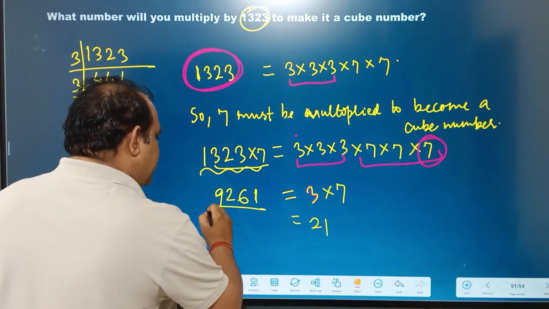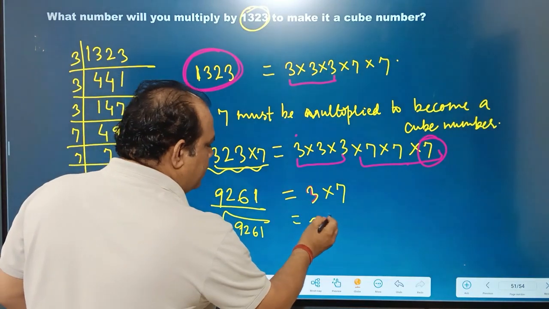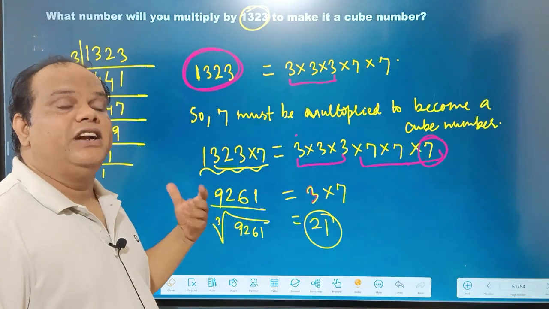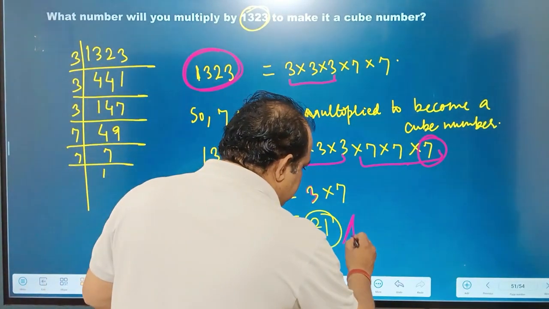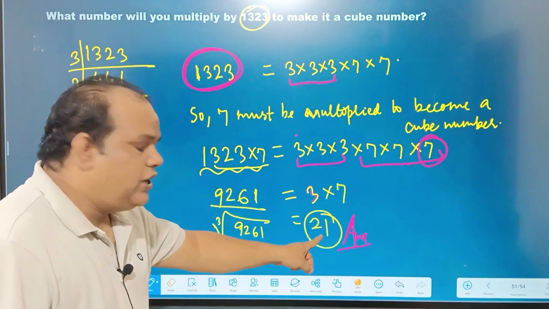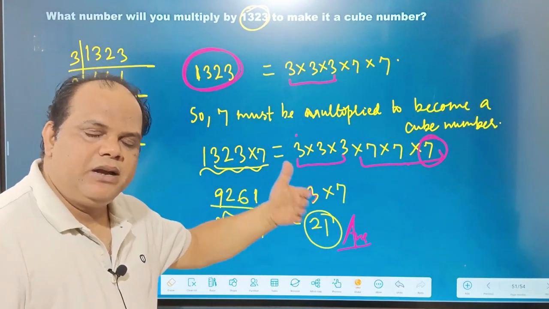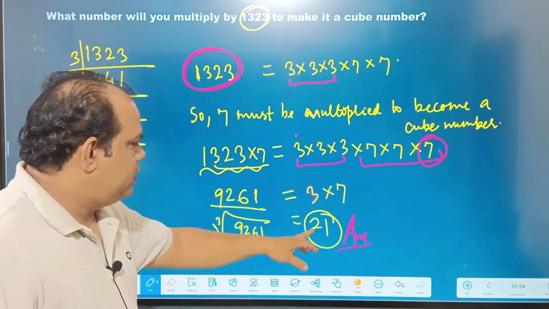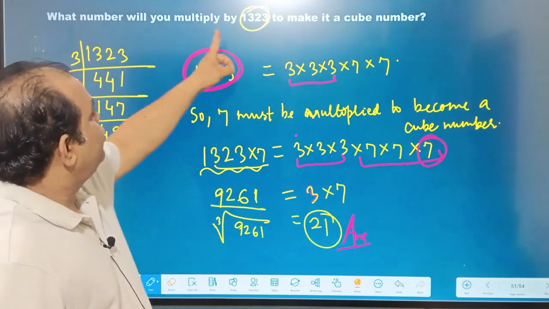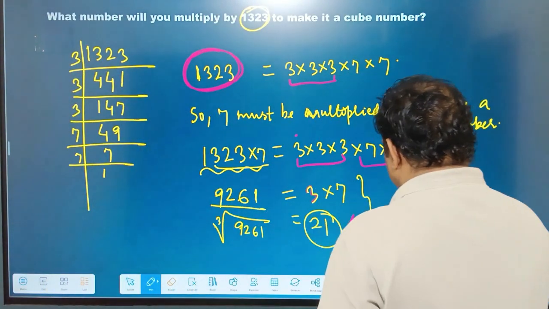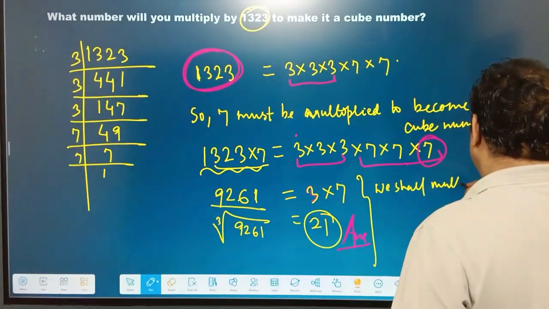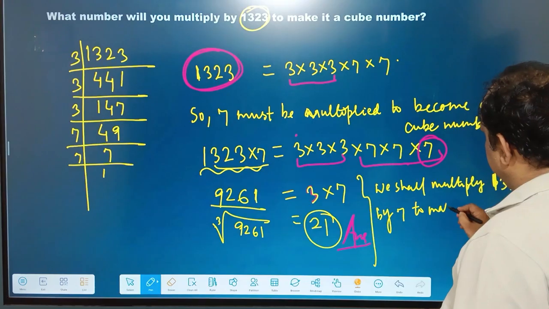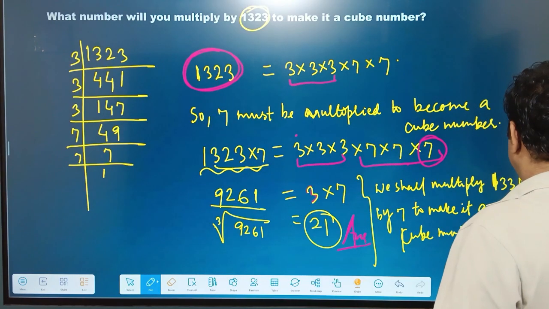So what it means is the cube root of 9261 is 21. In the exam they may also say, just find the cube root, what that number would be. So this is the answer. If that number 21 is multiplied 3 times, 21 multiplied by 21 multiplied by 21, you check the table we had, or you just multiply by yourself, you will get this number. But the question was what number will you multiply? So you would write in the answer: we shall multiply 1331 by 7 to make it a cube number. This would be your answer.